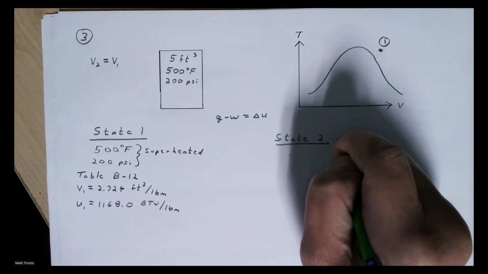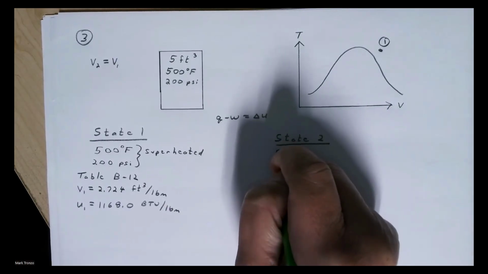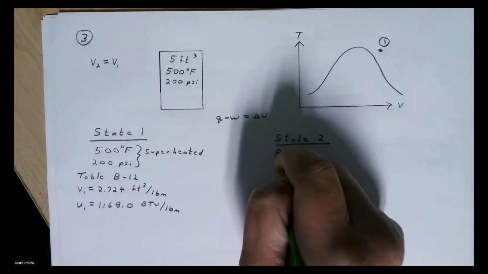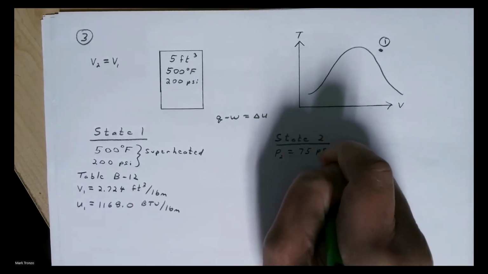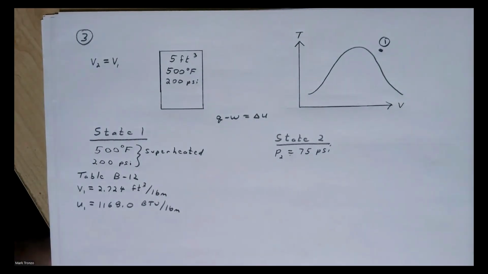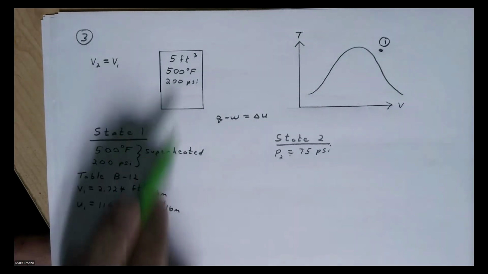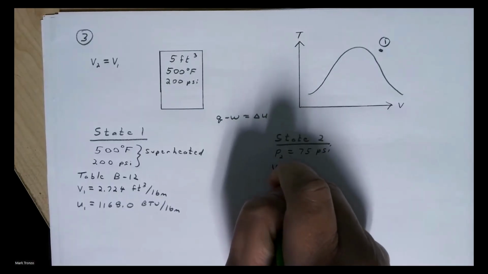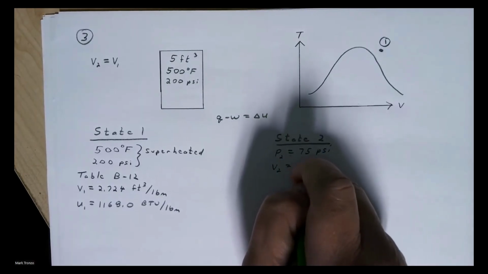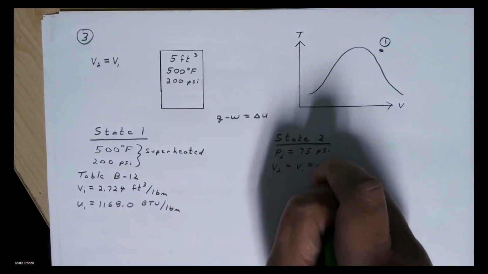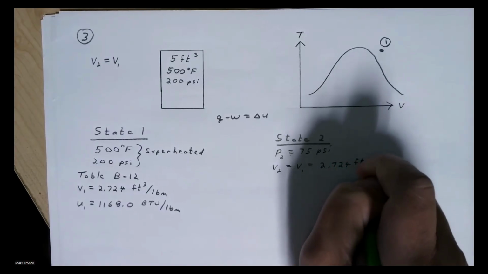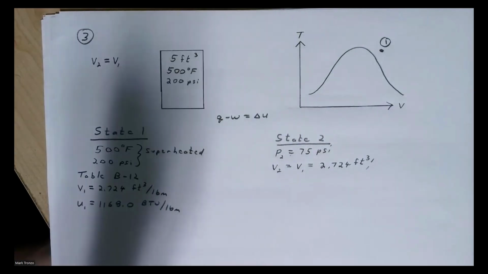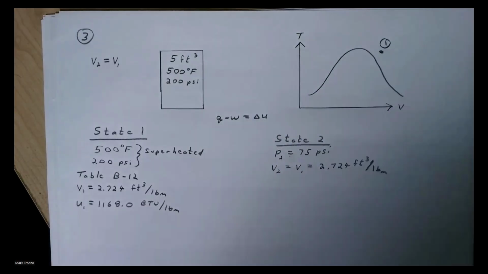So let me write down our second state was that our pressure was 75 psi. And again, the only thing we know is our volume doesn't change. We had a rigid tank, so that means V2 is going to equal V1, which is going to be 2.724 cubic feet per pound. Now, to figure out what state we're in, we're going to have to look these up.